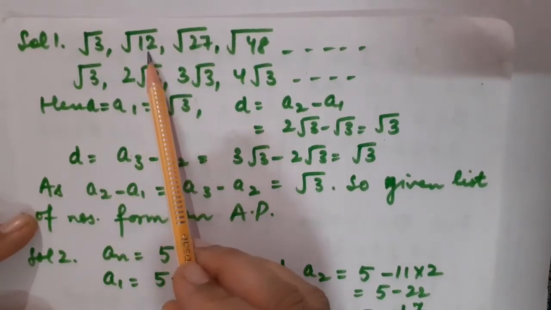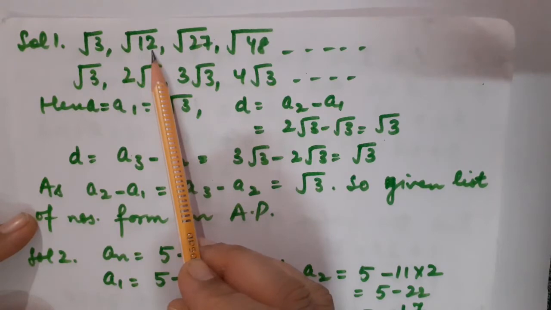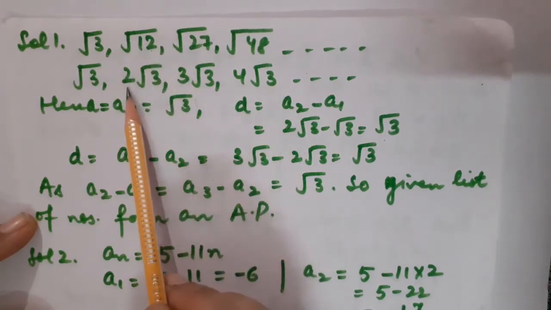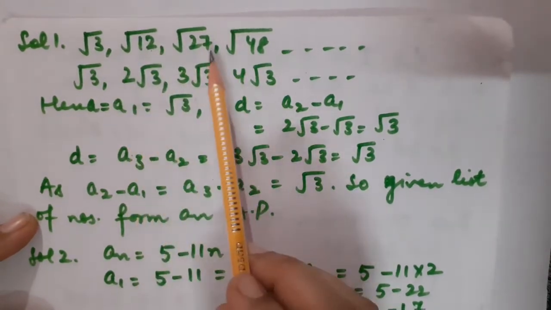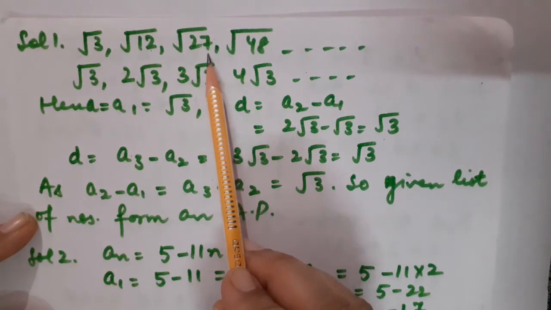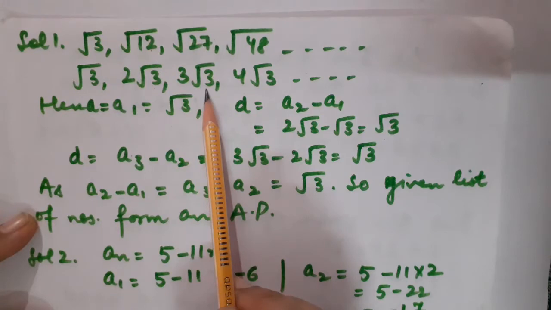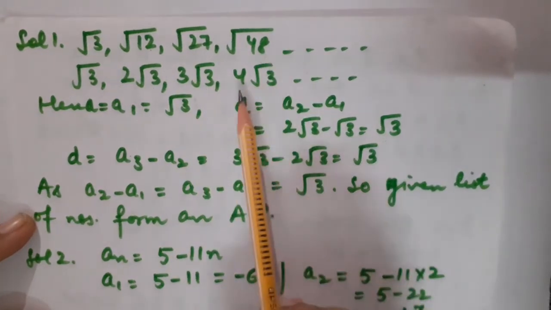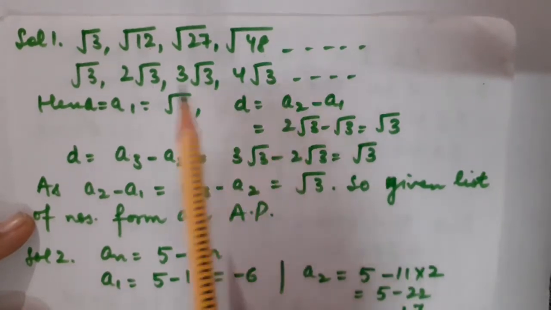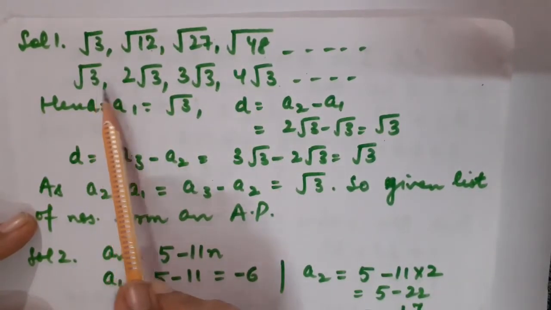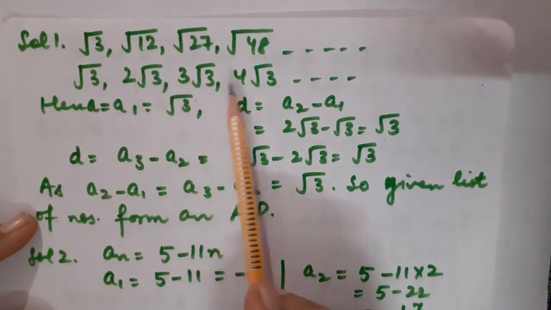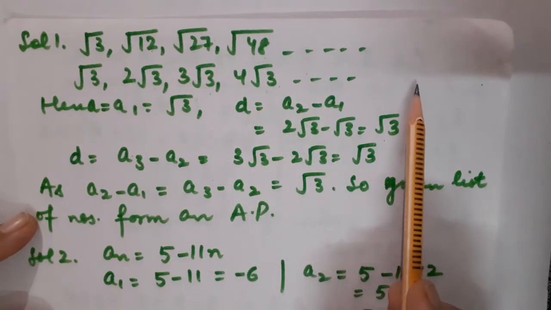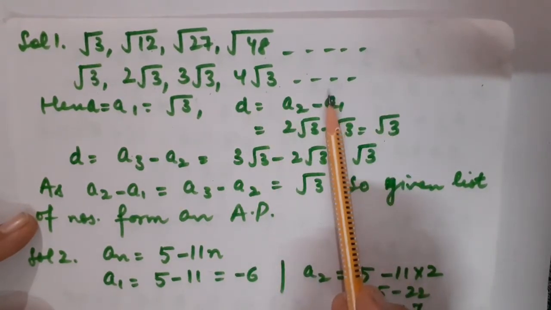First of all, root 12 can be written as 4 into 3 whole under root. So that can be written 2 root 3. 27 can be written 9 into 3. So 9 is a perfect square. So it can be written as 3 root 3. 48 can be written as 16 into 3 whole under root. That is 4 root 3. So children, I have to tell whether root 3, 2 root 3, 3 root 3 or 4 root 3 and so on is going to form an AP or not.